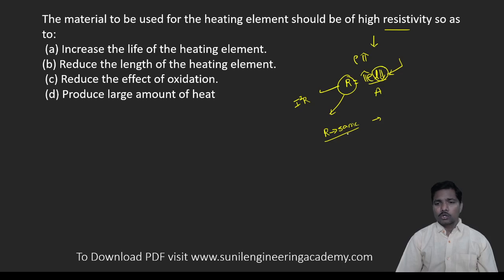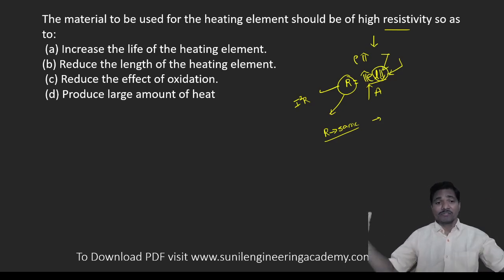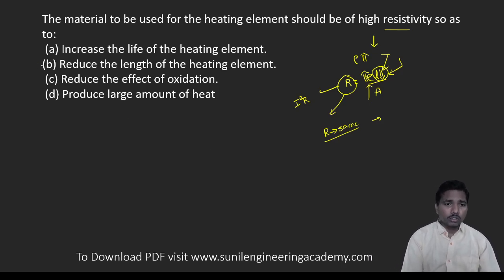So R is equal to rho L by A. If you are going with a material which has high resistivity, you can use very less length. That is the main advantage. Otherwise you need a very long length, then the size of the equipment is going to be high. That is very difficult for handling, transporting, and so on. So many problems we will get, and cost also more. So we need to reduce the length of the heating element. To reduce the length, the only option is to increase the resistivity. So we have to use a high resistivity material.